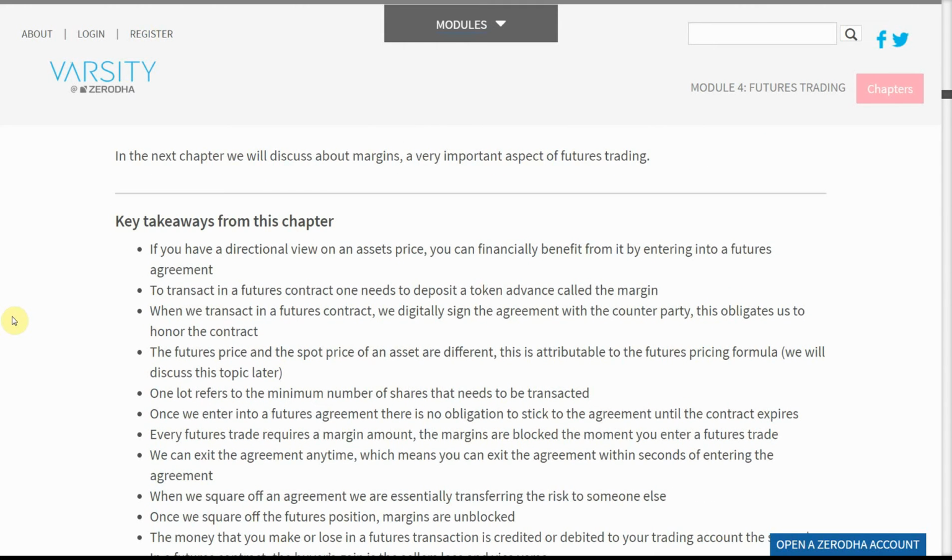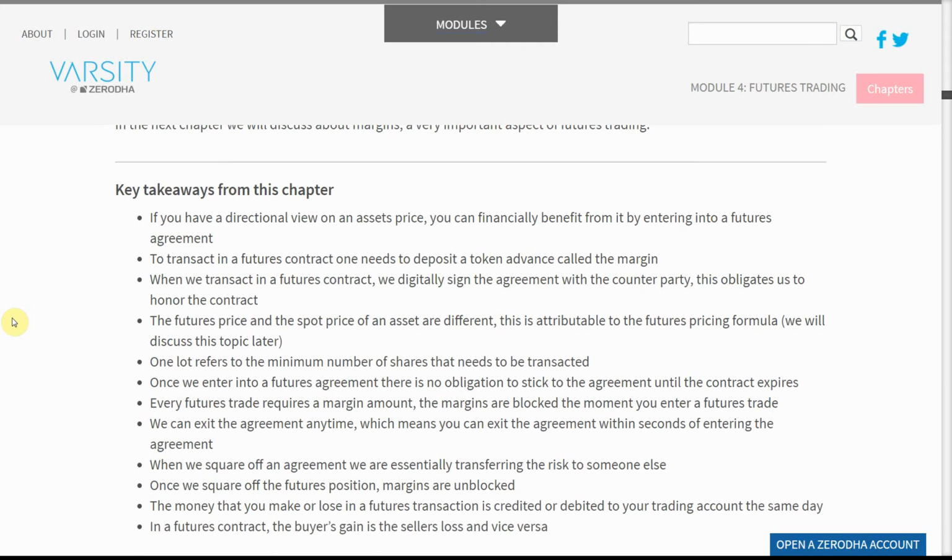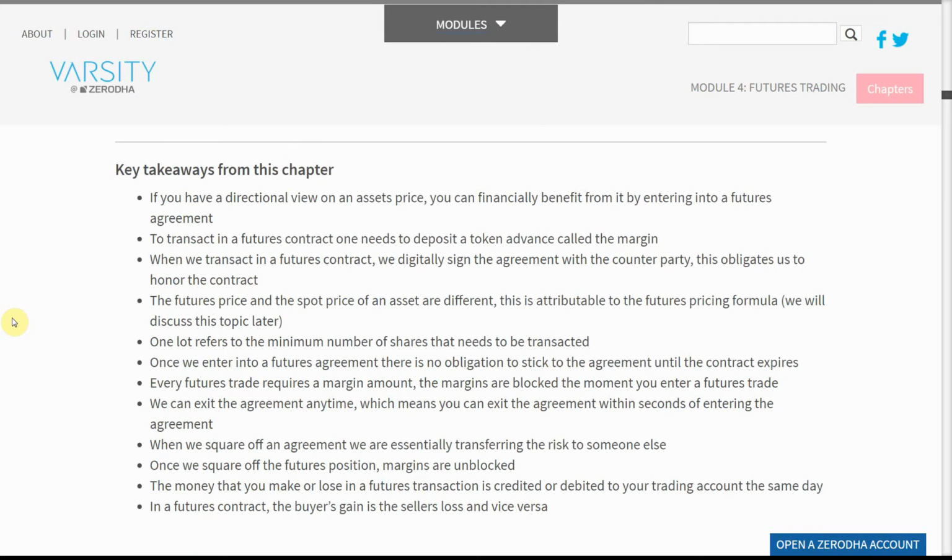Key takeaways from this chapter. If you have a directional view on an asset's price, you can financially benefit from it by entering into a futures agreement. To transact in a futures contract, one needs to deposit a token advance called the margin. When we transact in a futures contract, we digitally sign the agreement with the counterparty. This obligates us to honor the contract.